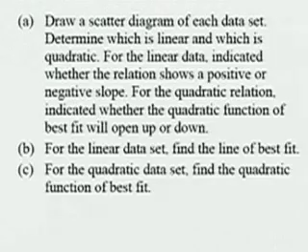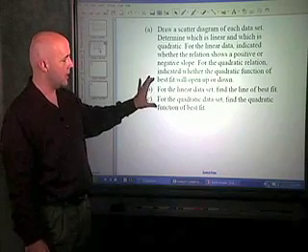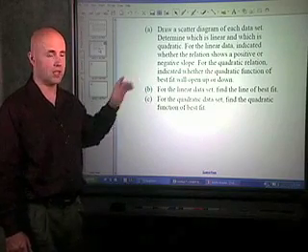For these two sets of data, we want to draw a scatter diagram of each set of data and then determine which is linear and which is quadratic. For the linear data, we also want to show whether the relation has a positive or negative slope. And for the quadratic relation, we want to tell whether the graph would be open up or down. Once we've identified the linear set, we want to find the line of best fit. And then once we've identified the quadratic set, we want to find the quadratic function of best fit. And we're going to do our scatter diagrams and our line and quadratic function of best fit using our TI Smart View.